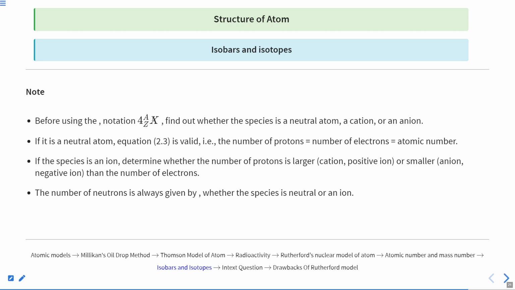Before using this notation, we should be sure whether this one is a neutral atom. If it is a neutral atom, then the number of protons and the number of electrons equal the atomic number. If it is an ion, then we have to calculate the number of electrons accordingly. And the number of neutrons is always given, whether the species is neutral or an ion.